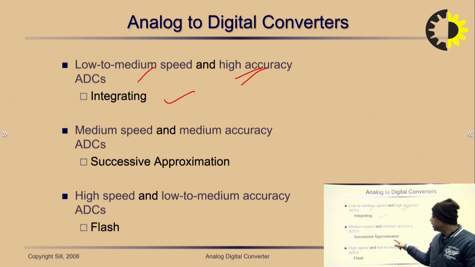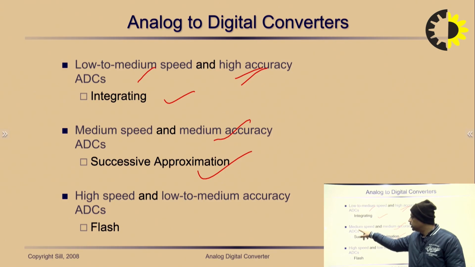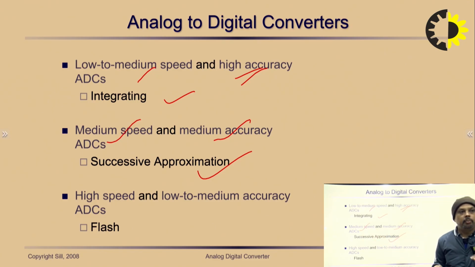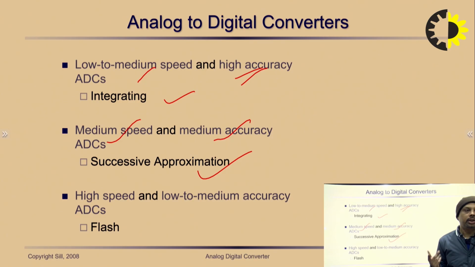The next is the successive approximation type analog to digital converter. In this case, the accuracy is medium and the speed is again medium. So it is a compromise between speed and accuracy, so that we can get a digital output for the analog input in a proper time with a certain amount of accuracy.